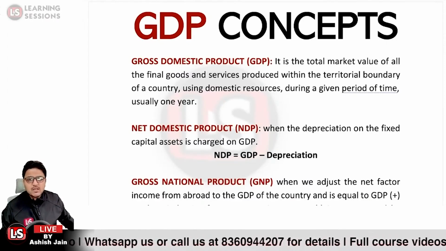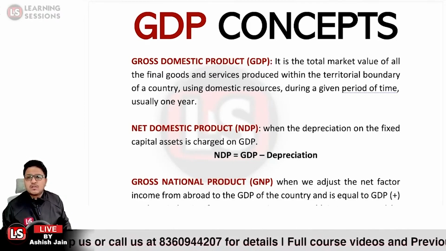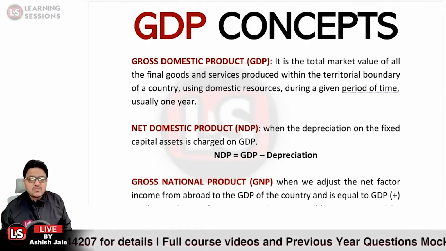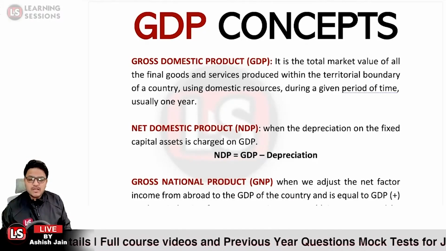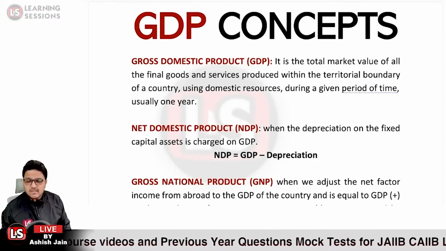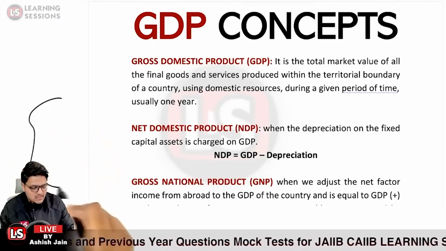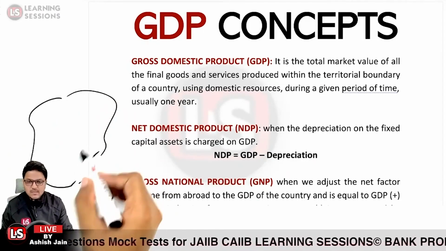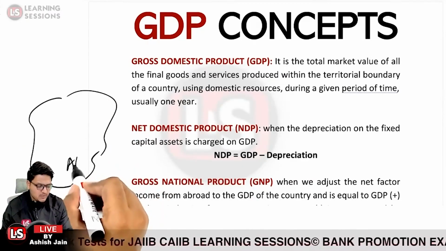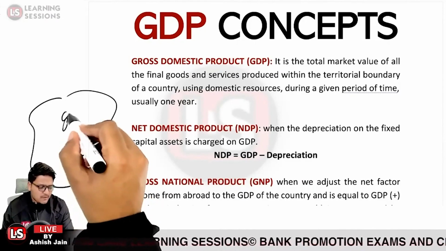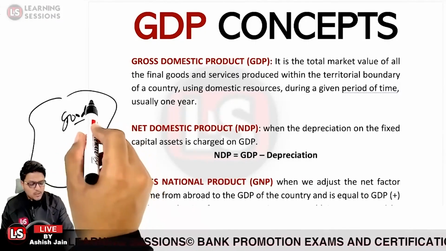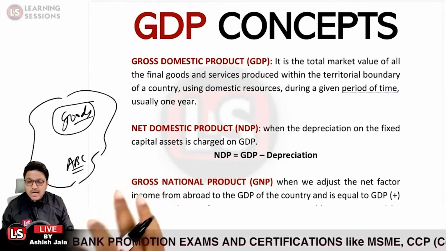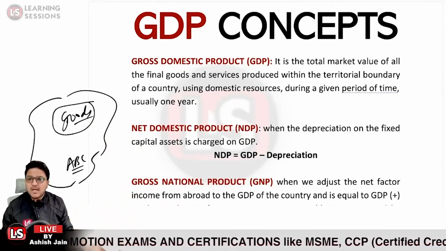So GDP. GDP means what? It means the gross domestic product. So in layman's language, what is GDP? It is the total market value of the final goods and services. Whatever goods and services have been produced in some particular territory, let us take the case that this is a particular territory of a country ABC, and the goods and services have been produced. We are looking for the final goods and services which have been produced, and we are looking at their market value.